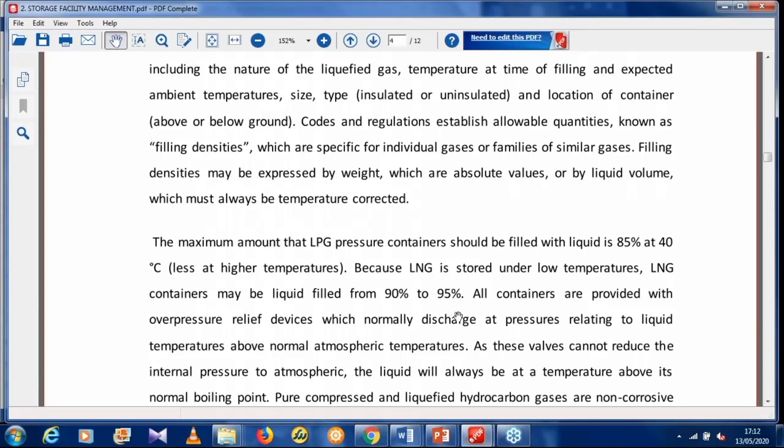So there must be a space for expansion. For LNG, we fill up to 90 to 95%. But for LPG, liquefied petroleum gas, which is the type we use as cooking gas, we fill it up to 85% at 40 degrees Celsius. Usually it's even less at higher temperature. This value is for areas that have low temperature. So in areas like Nigeria, you might even have to fill less.